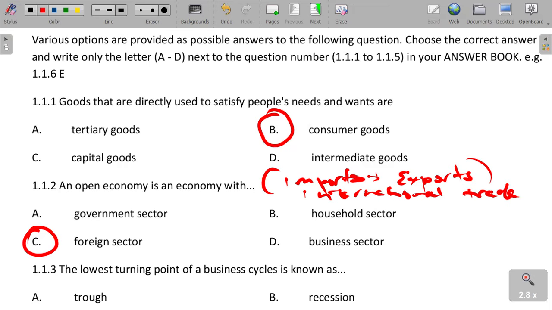All other participants are nationally recognized participants, which are within the country's borders alone. If we talk about government, household, and business sector, these are basic participants, but they do not imply the concept of being an open economy. So an open economy is defined by having a foreign sector.